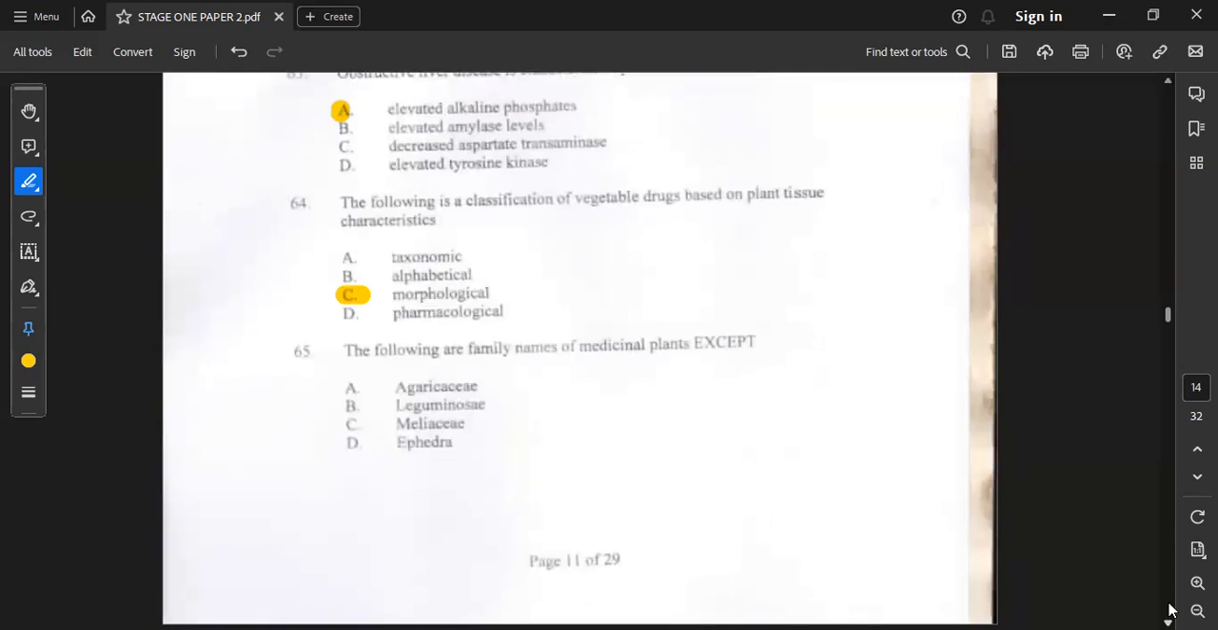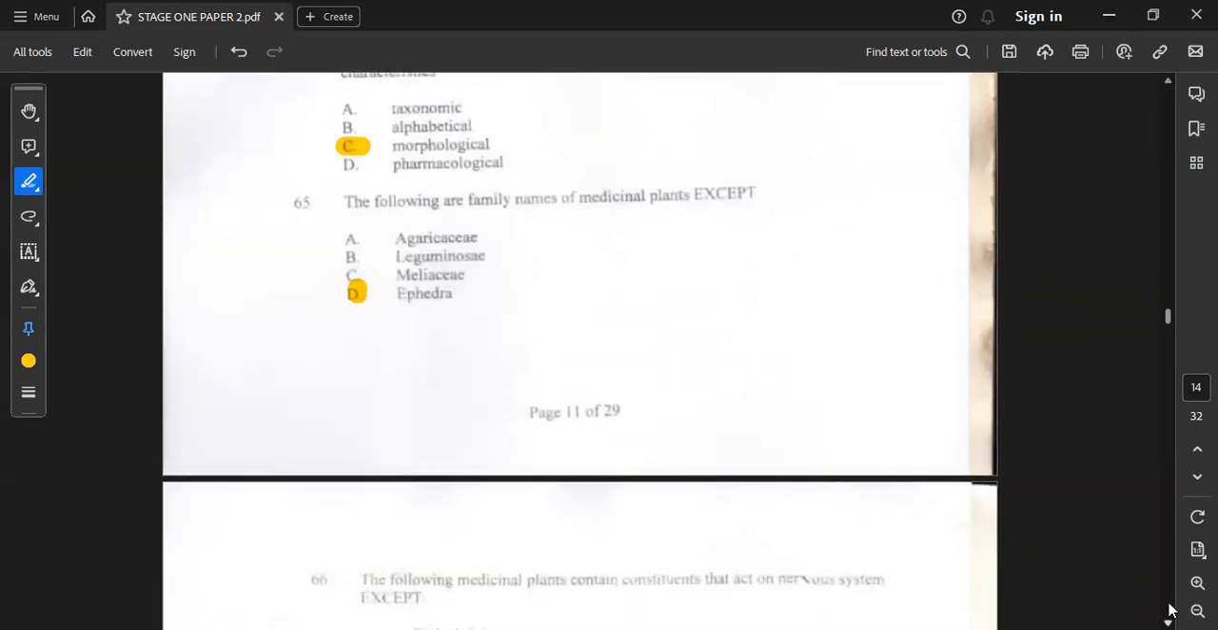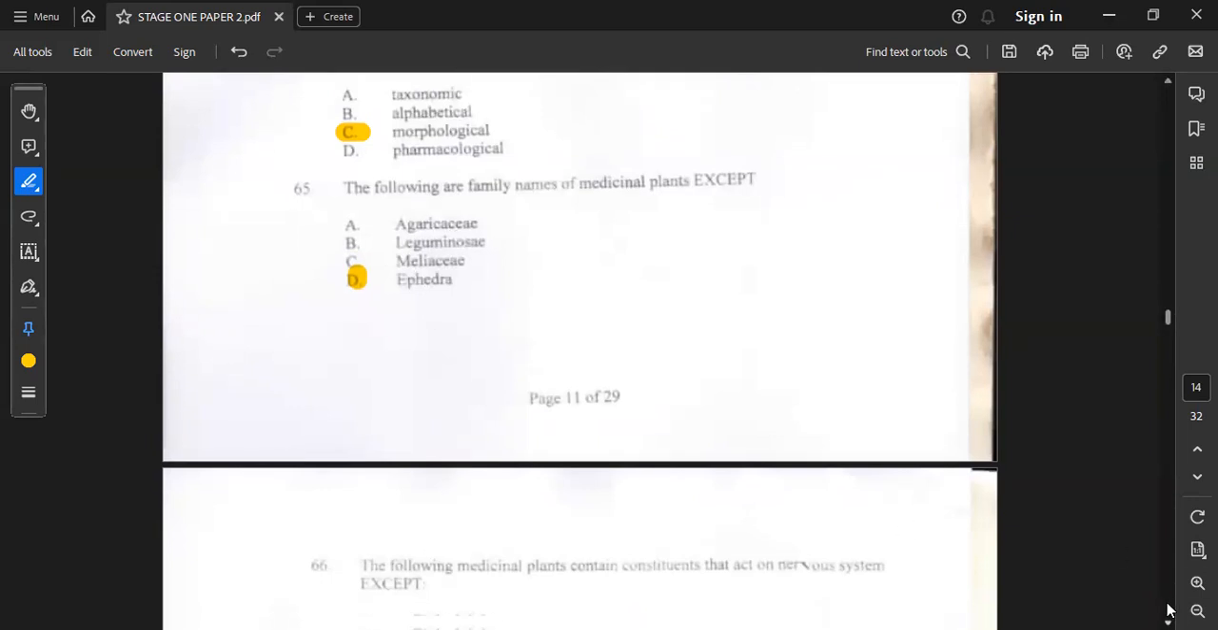The following are family names of medicinal plants except: Apiaceae, Leguminosae, Malvaceae, and Ephedra. Ephedra, right? Is that the answer for number 64 or number 65? Anybody else with a different answer? Ephedra is not a family name. All of them end with AE, that means that they are family names.